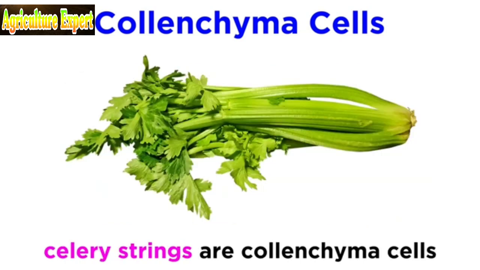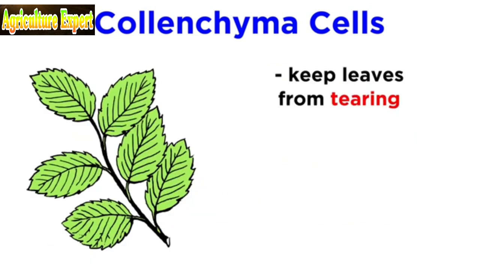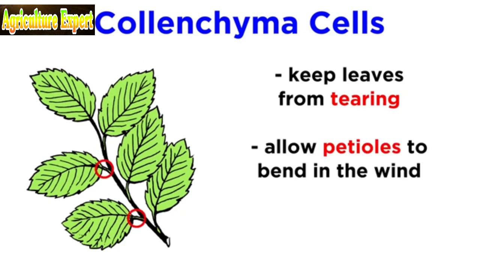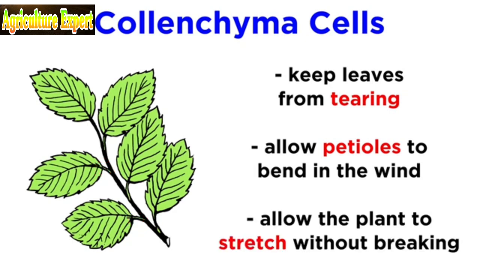You've probably eaten collenchyma cells before. In fact, the strings in celery are collenchyma cells. Groups of collenchyma cells can keep leaves from tearing, allow petioles, which are the little stems on the ends of leaves, to bend and flex in the breeze, and essentially give the plant some room to stretch without breaking.